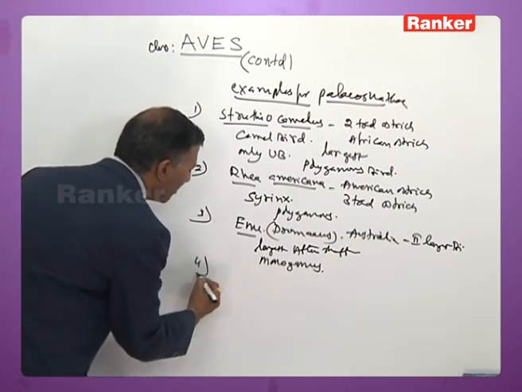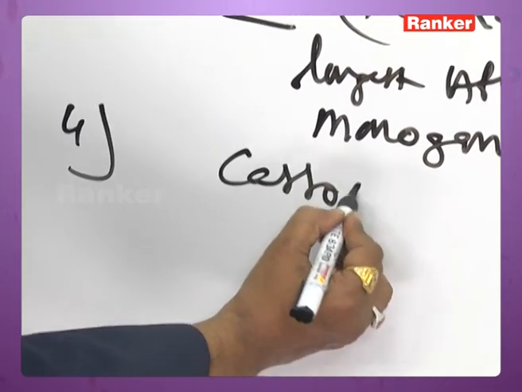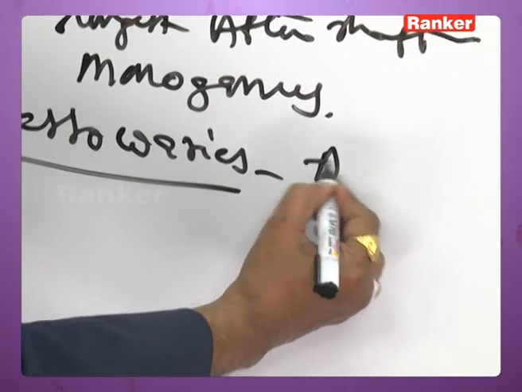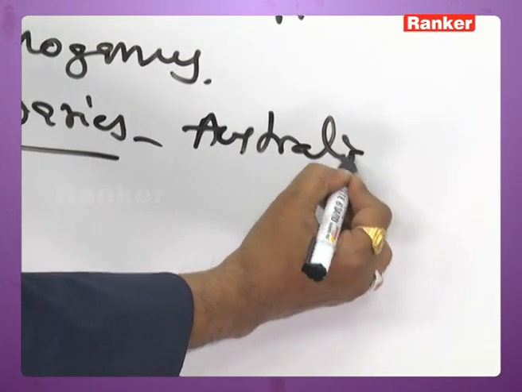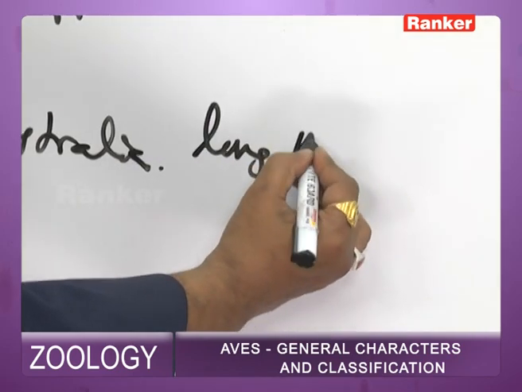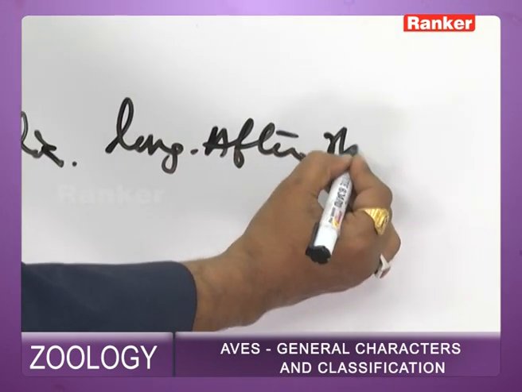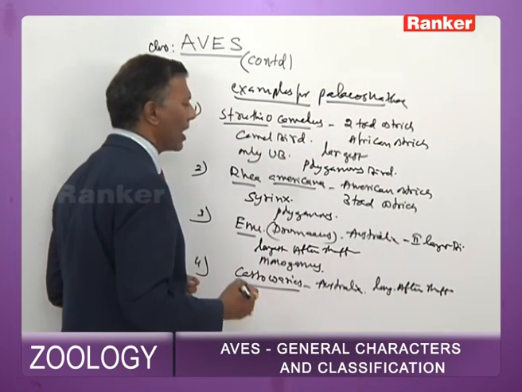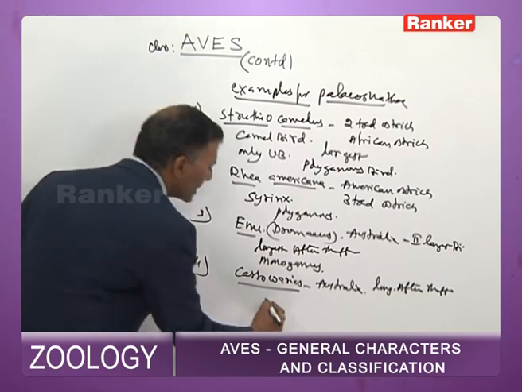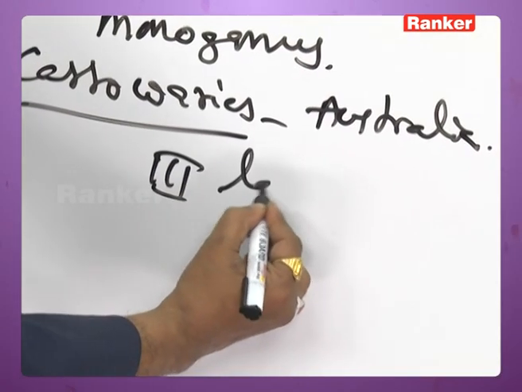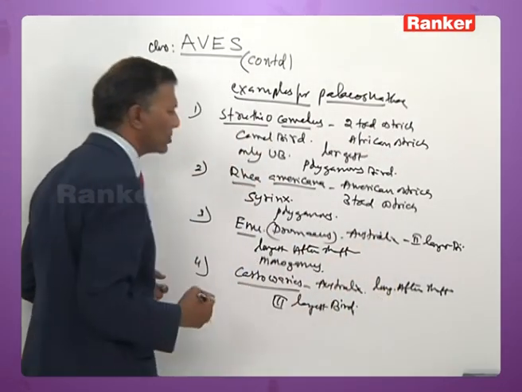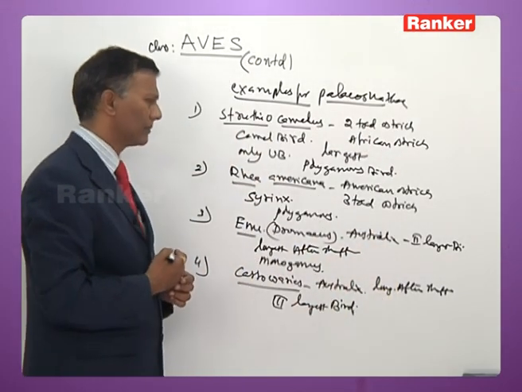Then you have another example, Casuarius. Casuarius is also found in Australia. This also has a long aftershaft, and this happens to be the third largest bird.